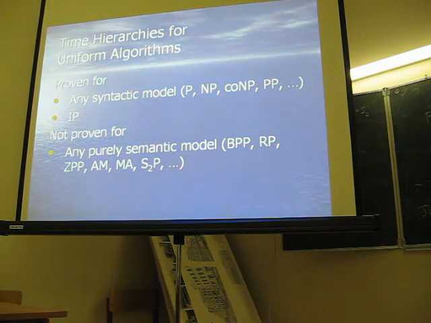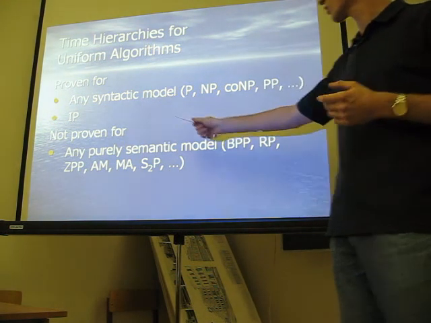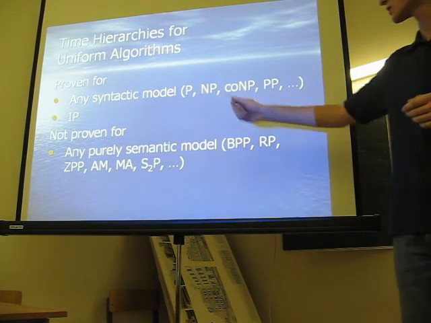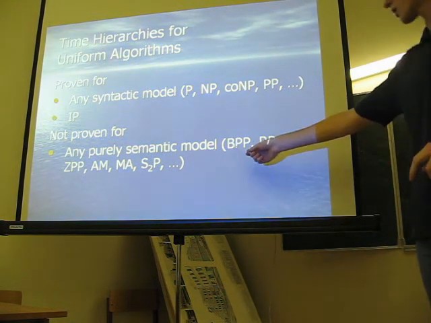In a semantic model, we have some semantic constraints on machines, for example, the constraint that probabilistic machines should have their probability of error bounded. So it's a semantic condition, and we have to speak about good and bad machines. We know time hierarchies for any syntactic model, like deterministic algorithms and non-deterministic algorithms, and so on. And we don't know whether time hierarchies exist for probabilistic algorithms.